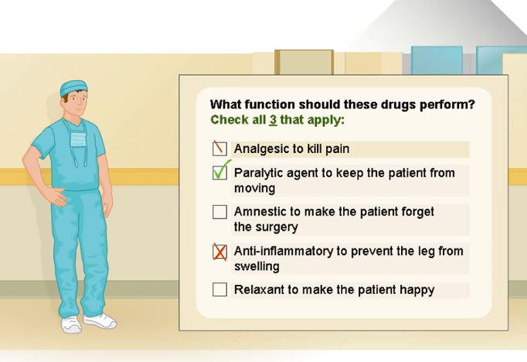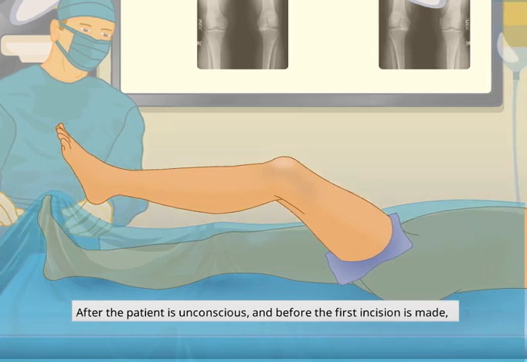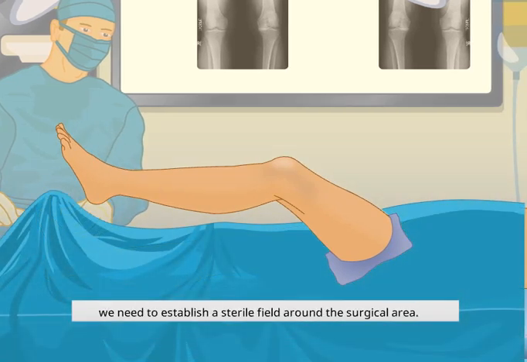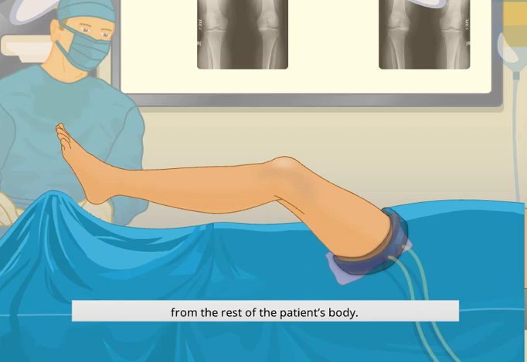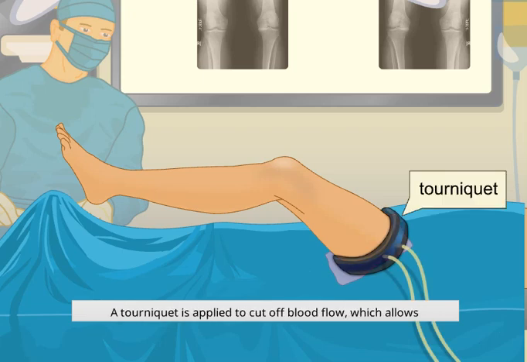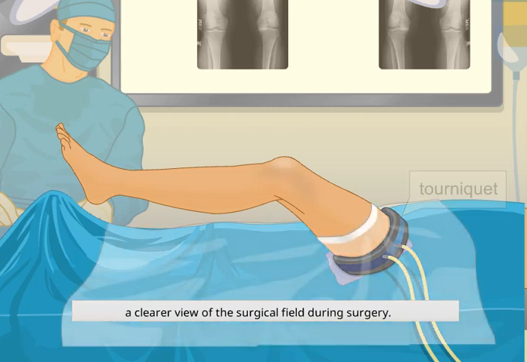After the patient is unconscious, and before the first incision is made, we need to establish a sterile field around the surgical area. A series of sterile drapes isolates the surgical field from the rest of the patient's body. A tourniquet is applied to cut off blood flow, which allows a clearer view of the surgical field during surgery.